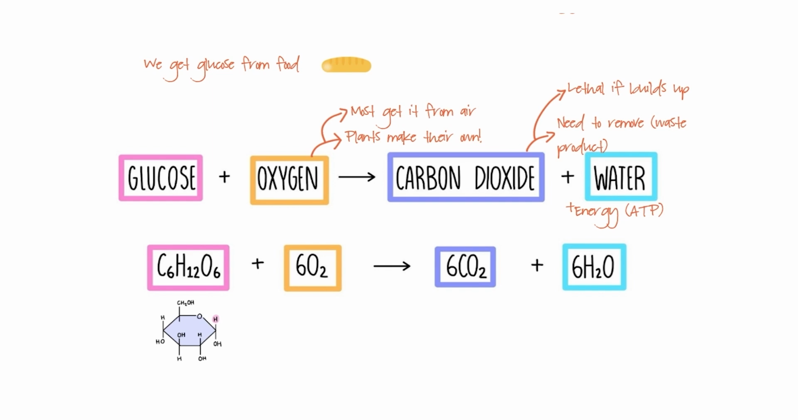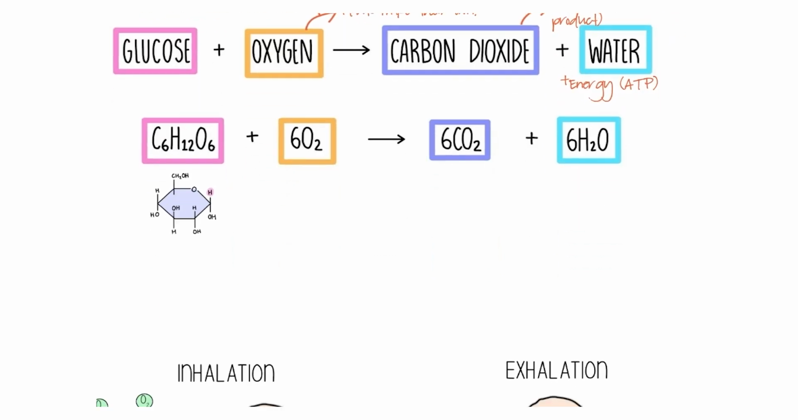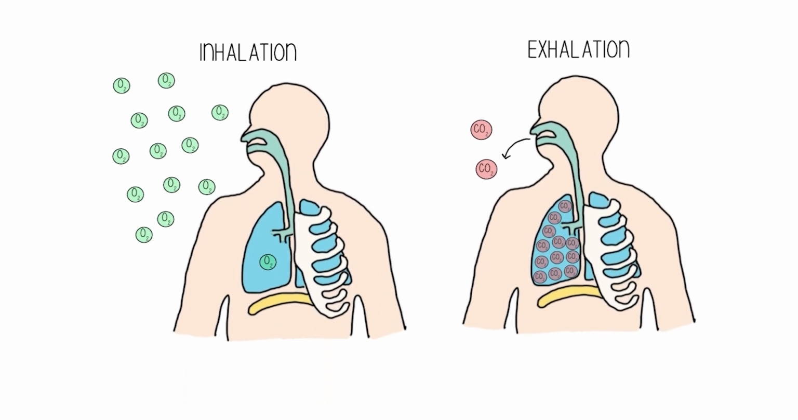But just one more question. How do our bodies exchange these gases? Well, that's where our respiratory system comes in, which serves as the way for these gases to move into and out of our bodies. Both the acquisition of oxygen and the removal of carbon dioxide are achieved through gas exchange. When we inhale, oxygen-rich air goes into our lungs, and when we exhale, carbon dioxide comes out.